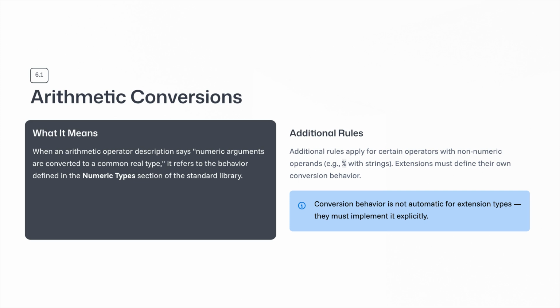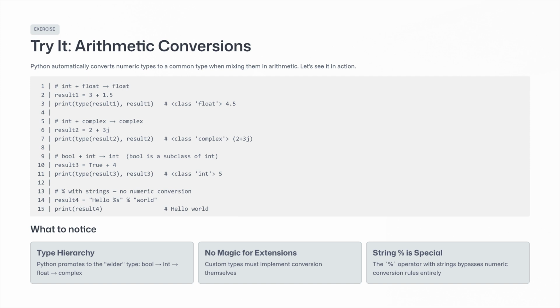The percent operator with strings is a special case. It doesn't follow numeric conversion rules at all. And extension types, meaning custom C extensions or third-party numeric types, don't get automatic conversion. They have to implement it themselves via their own dunder methods. Let's see conversions in action.